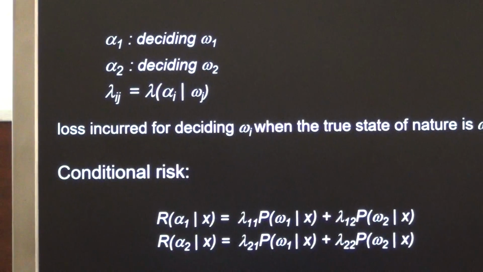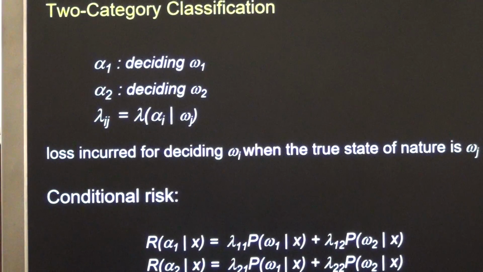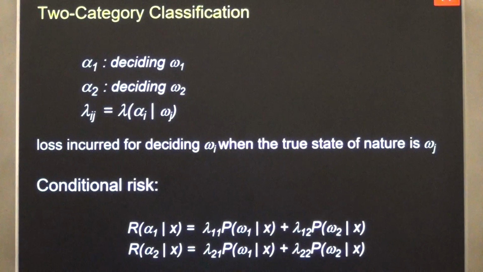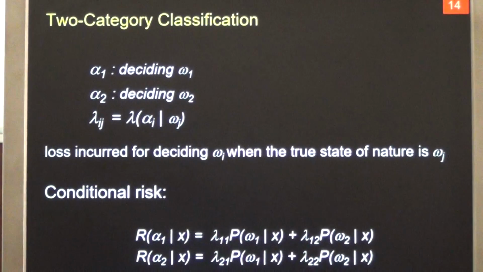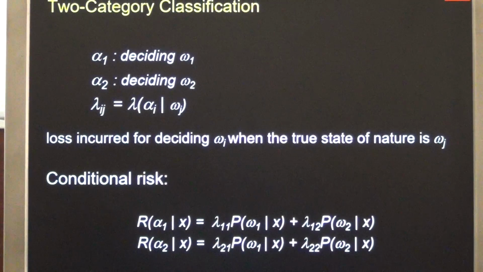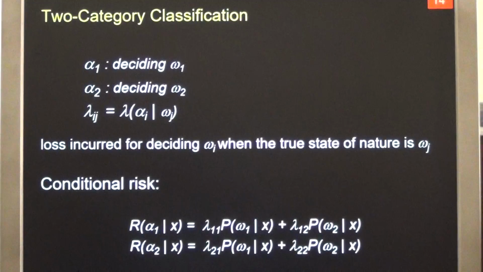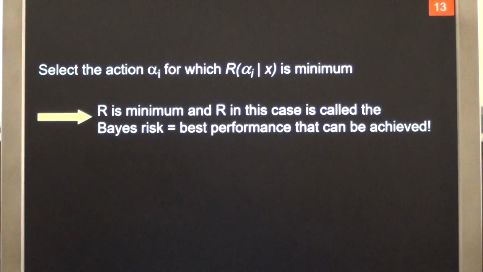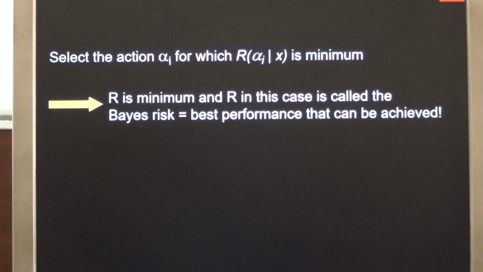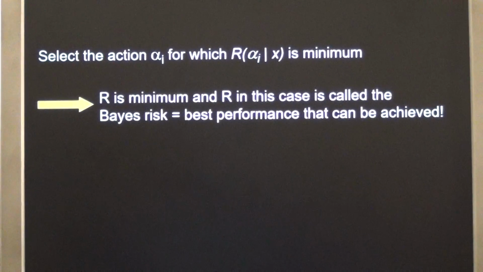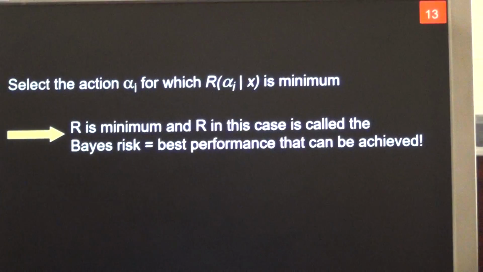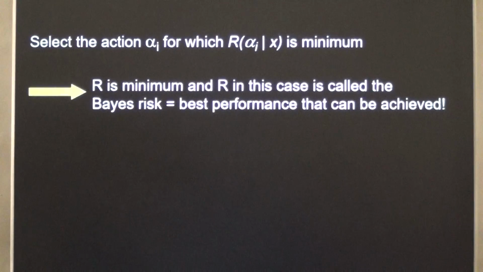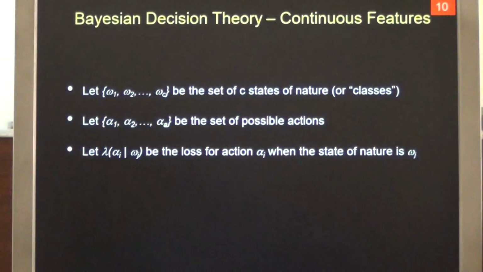Two-category classification means alpha 1 is deciding W1 and alpha 2 is deciding W2, and lambda ij equals lambda(alpha i | Wj), the loss incurred for deciding Wi when the true state of nature is Wj. Conditional risk is already explained: risk for alpha 1 and risk for alpha 2. Here we have to select the action alpha j for which the risk R(alpha j | x) is minimum. To keep it minimum, we decide the case where R is called the Bayesian risk, which is again equal to the best performance that can be achieved. Overall risk we can cover here.